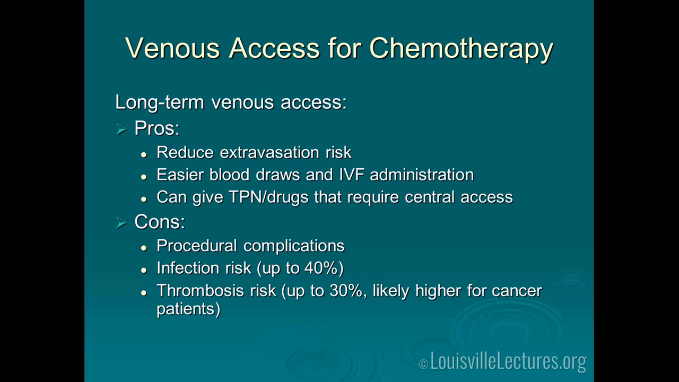You also can give some drugs that can only be given by a central access that way. Example is total parenteral nutrition. But you have to do a procedure to put one of these lines in, and they come with risks. They can get infected, and they can increase the risk for thrombosis. Your risk for thrombosis and infection depends upon how long the line stays in, the quality of the nursing care in terms of line changes and dressing changes, and how well the patient is compliant with their flushes and their dressing changes and their line care.